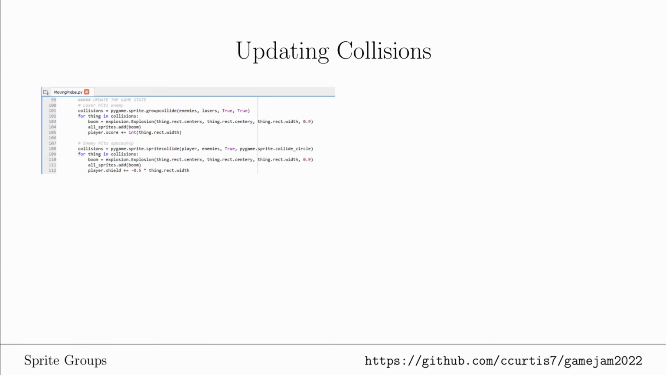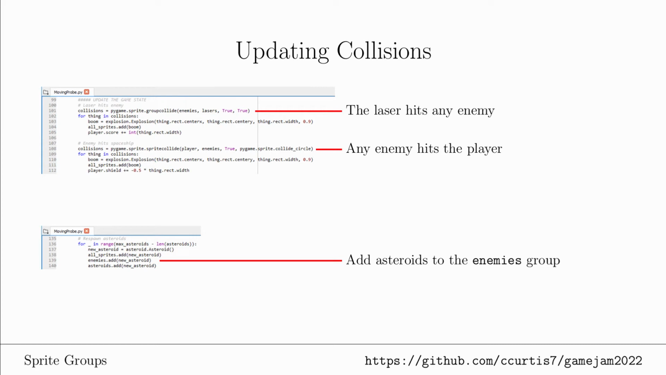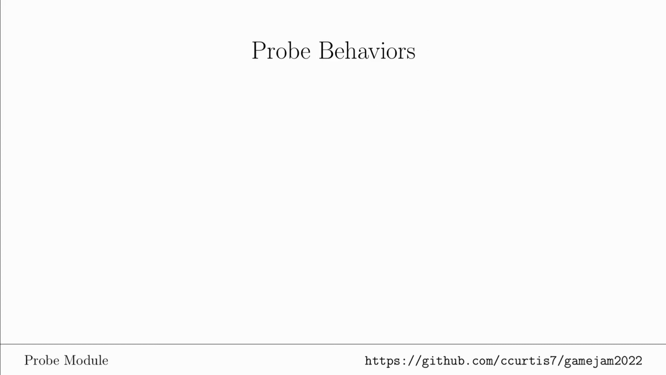This will lead to a couple other updates, such as changing the code from a laser hitting an asteroid to a laser hitting an enemy. The logic is the same, but we just need to switch out the groups. We will also update the collision to be between enemies and the spaceship. And every time enemies of any type are created, we need to make sure we add them to the enemies group. So with all that in place, let's start thinking about the probes.